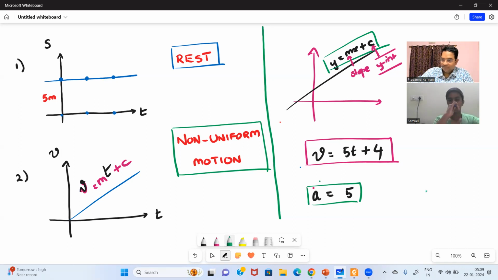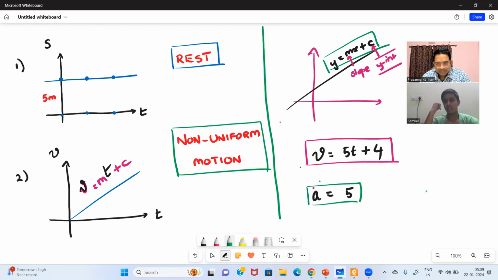Just tell me, Samuel. I gave you v is equal to 5t plus 4. You differentiated and got a as 5. So what does that mean? What kind of motion is this? What is your acceleration?